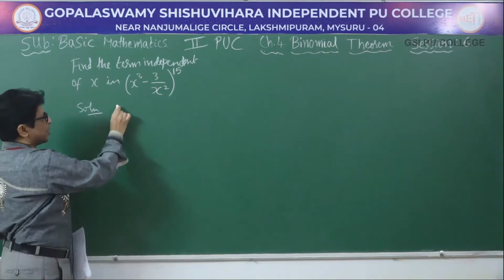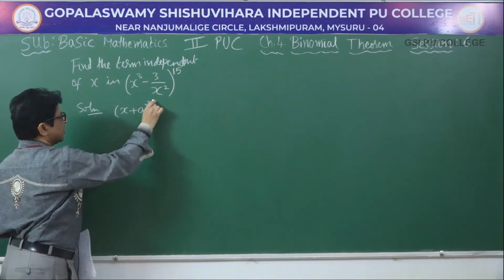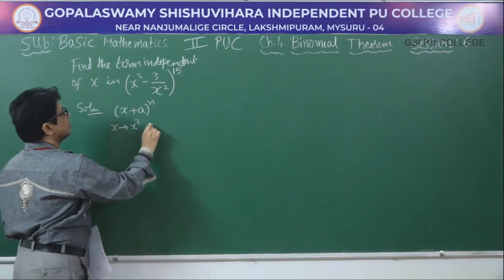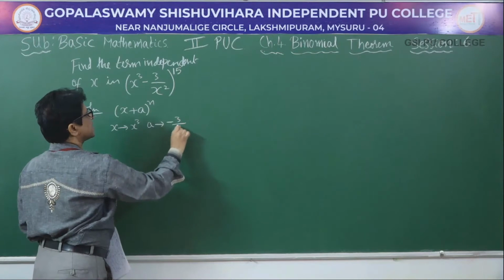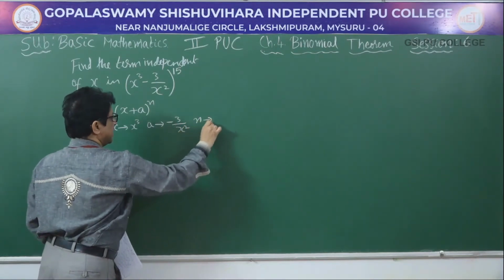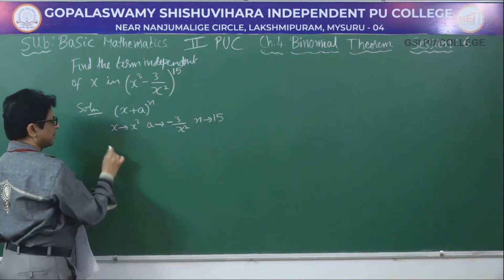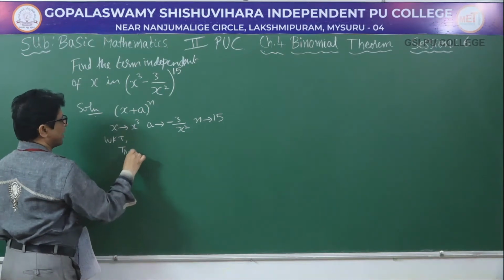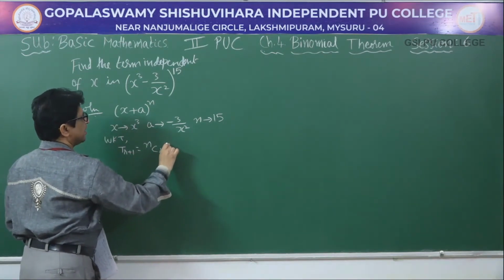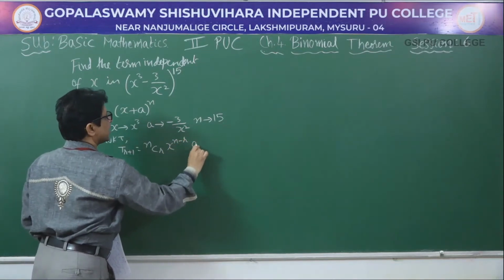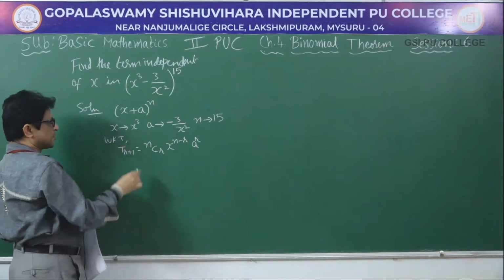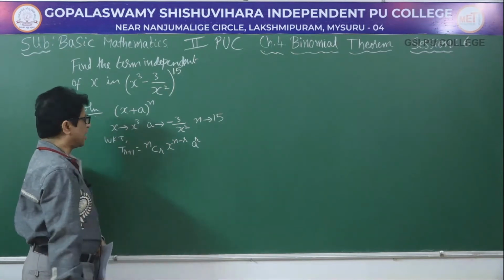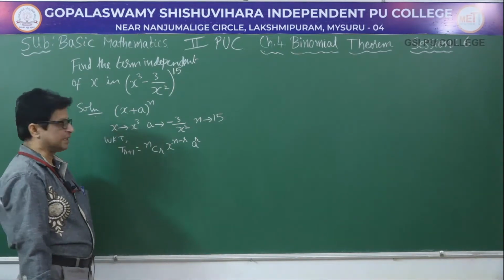Solution. Comparing the given problem with (x + a) whole power n, we have x is x cube, a is minus 3 by x square, and n is 15. We know that T(r+1) is equal to nCr into x power n minus r into a power r.